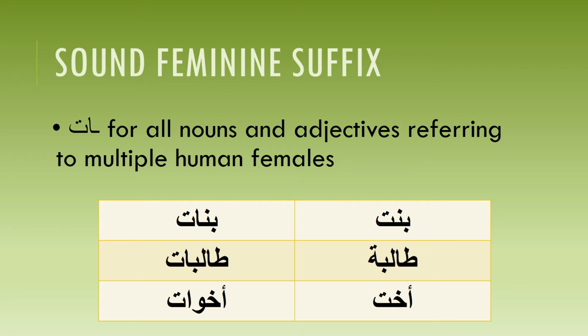You have "bint," girl, which is "banat," girls. "Taliba," student, female. "Talibat," a group of female students. "Ukht," sister, or "akhawat," sisters. That last one's a little tricky, but it still gets the suffix. You see it, right?